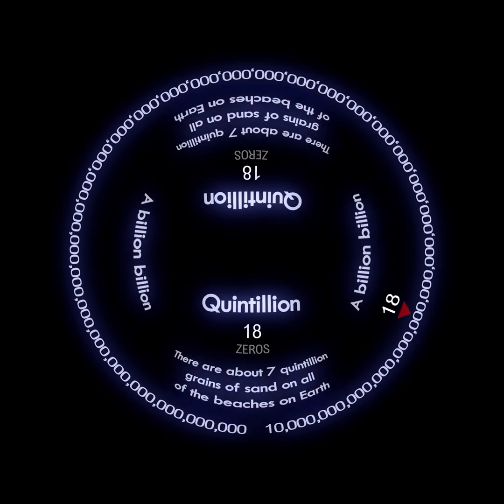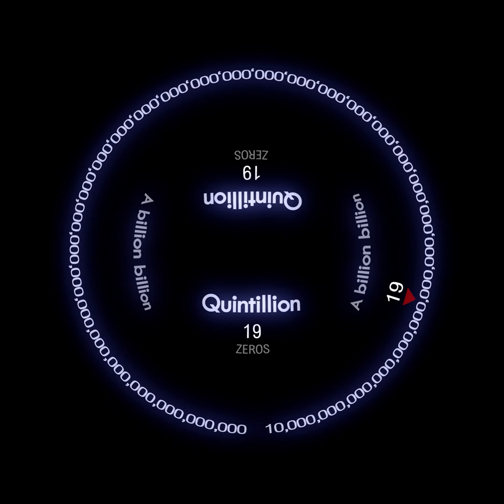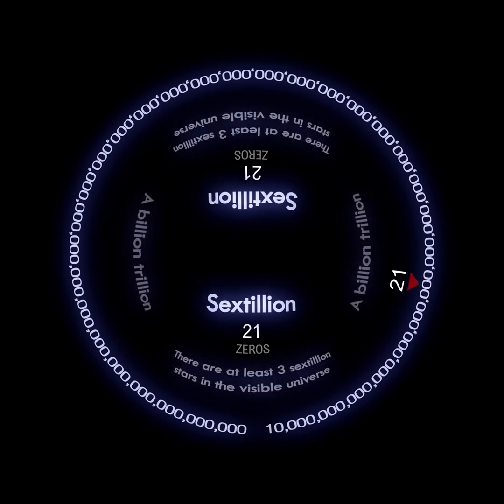A quintillion is 1,000 times a quadrillion. If you were to count all the grains of sand on all the beaches on Earth, you would get about 7 quintillion. The next number is a sextillion, a number with 21 zeros. Estimates vary, but it's thought that there are at least 3 sextillion stars in our observable universe.